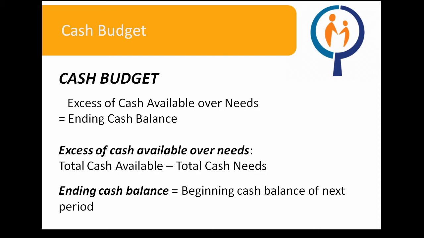The final section involves calculating your ending cash balance, which consists of any excess of cash available over your needs. You can determine the excess of cash available over your needs by taking the total cash available to you, Part 1, and subtracting total cash needs in Part 2.